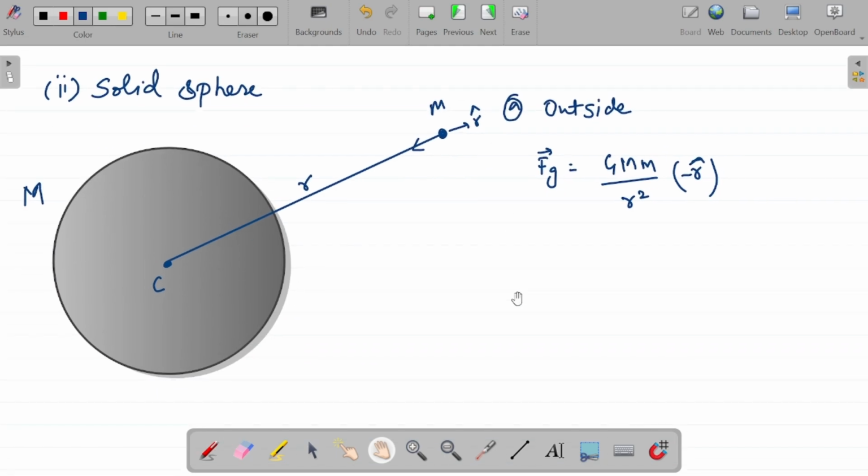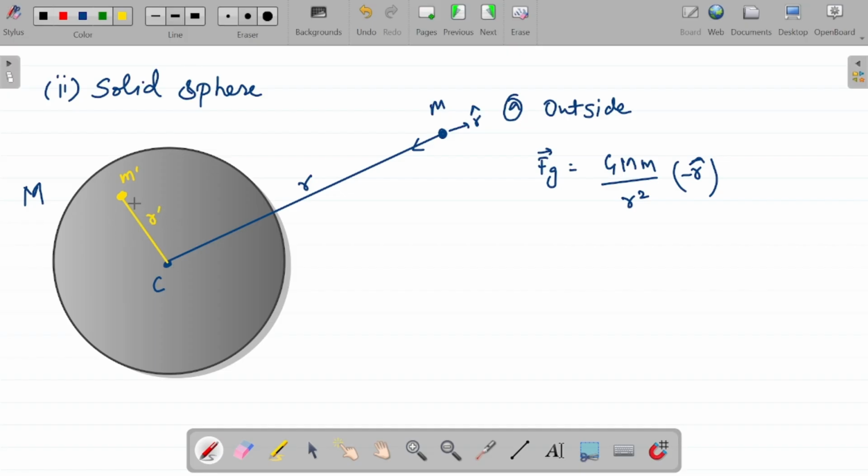Now, what about for a body inside the sphere? Let's say we have a body here inside the sphere. So here we have a body and it has mass m prime. And then this is the distance from the body to the center, and we can write this distance as r prime.